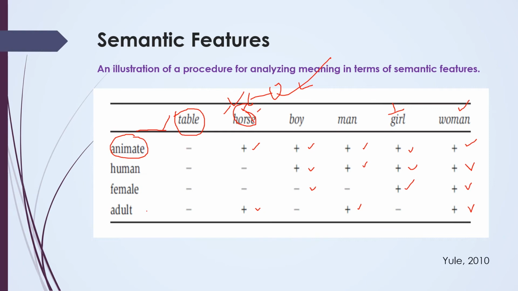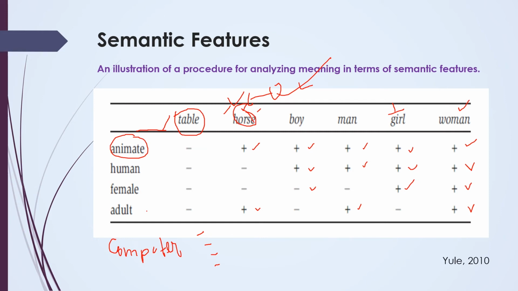So now let's talk about maybe other things. Computer, for example. So does a computer do things? Yes, it does things, but it doesn't do them by itself. So we'll be referring to it as animate, minus. Human, no, it is not human, so minus. Female, no, it is not female, minus. Adult, no, it is not an adult, there is no adult issue in a computer. So that's how we will be referring to the word.